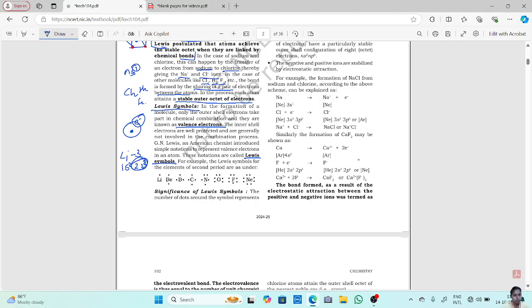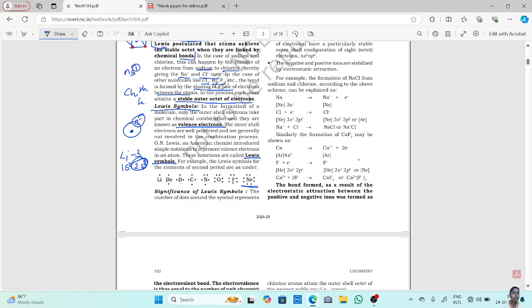Similarly, as we go on further, we will have boron 3, carbon 4, nitrogen 5, oxygen 6, fluorine 7, and neon 8. Neon is the complete one, with 8 electrons in the valence shell.